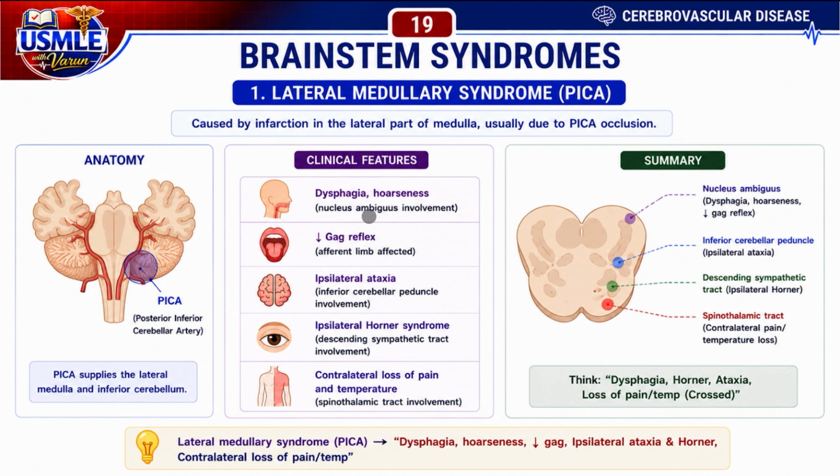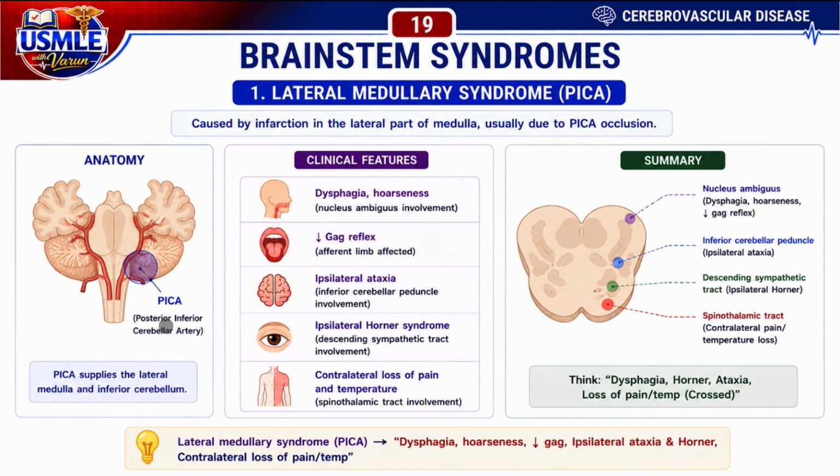Whenever there's dysphagia and hoarseness, we need to suspect nucleus ambiguus involvement. There could be reduced gag reflex. There could be ipsilateral ataxia. There could be ipsilateral Horner syndrome due to descending sympathetic tract involvement. And also there could be contralateral loss of pain and temperature sensations due to spinothalamic tract involvement.